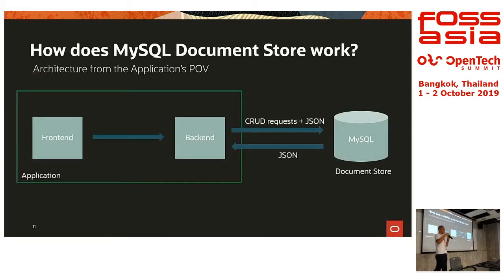And in MySQL, we support JSON documents natively as a data type called JSON. So you have your application, you use the API of your choice, and send a CRUD request: create, retrieve, update, delete, and work with JSON documents. And whichever function you use, find, delete, update, it will send you back the JSON document, right?